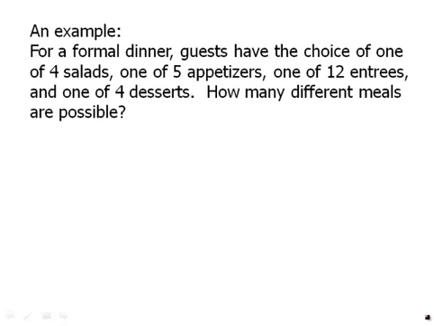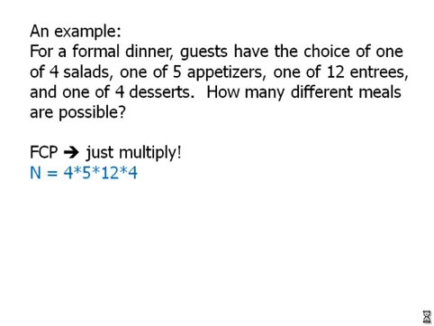Well, the fundamental counting principle is perfect here because we're in stages. We can treat each course separately, and there are no restrictions here. In other words, any salad can go with any appetizer, and they can go with any entree, so there's no restriction at all. So we can simply multiply the numbers. That's what the fundamental counting principle tells us.